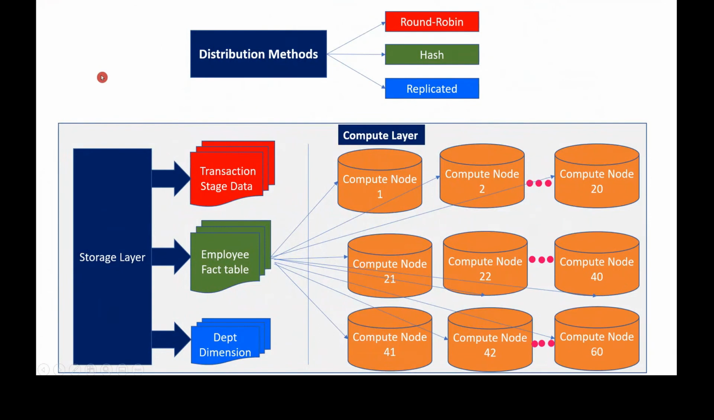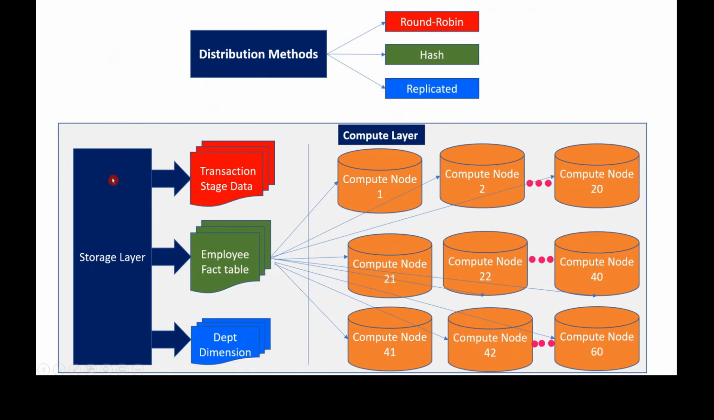In Azure Data Warehousing Architecture, there are three types of distribution methods. It's the hash distribution method, then round robin. The third one is the replicated distribution method. These are the three different distribution methods. So let me explain.